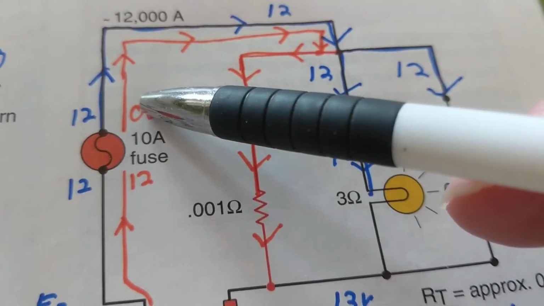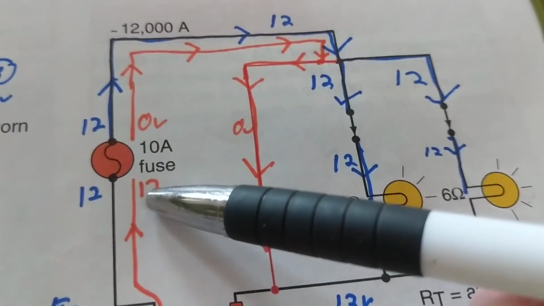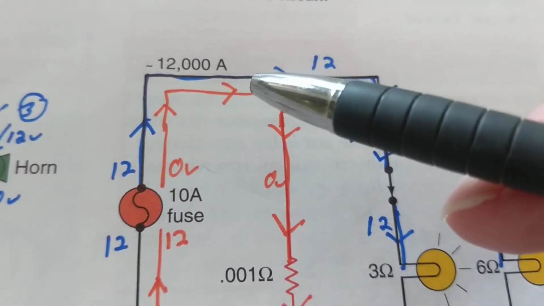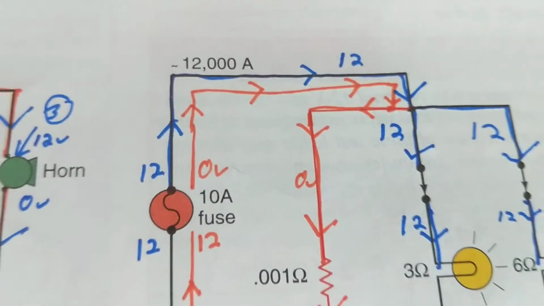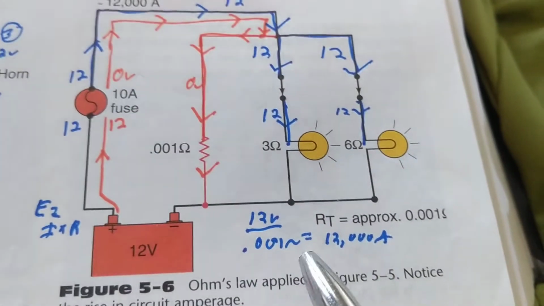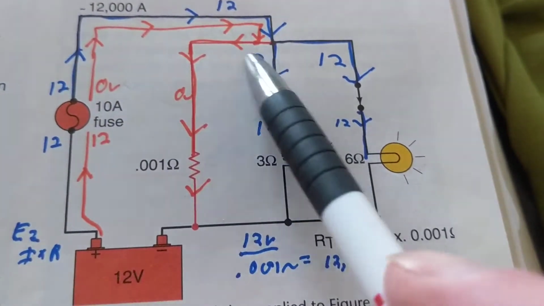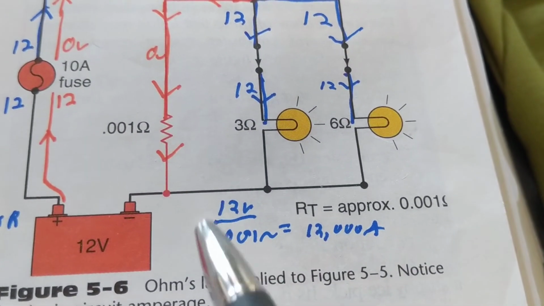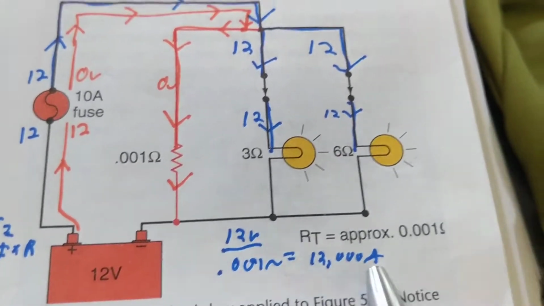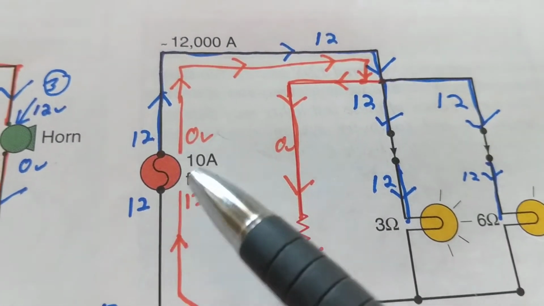Once it blows the fuse, because it exceeded the rating of 10 amps, it's 12 volts here, 0 volts here. Now, the other thing is, there's something called Ohm's law. If the total resistance is 1/1000th of an ohm, it's 12 volts over 0.001, which will give you, guess how many amps? 12,000 amps. Obviously, we exceeded the rating of the fuse.